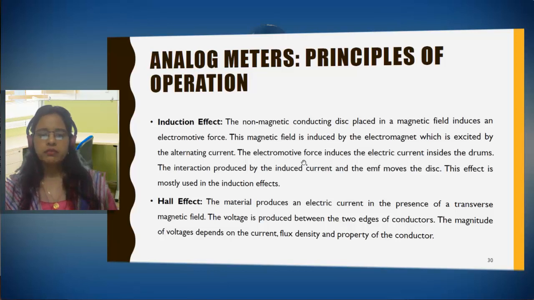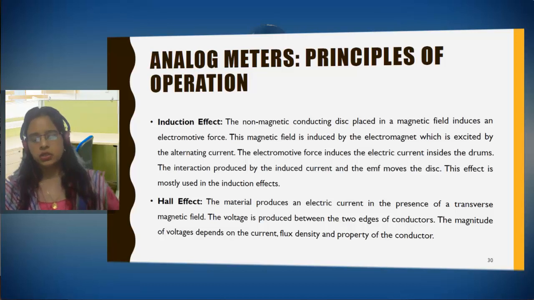So the electromotive force induces electric current inside the disk. The current produced in the disc and the interaction of the EMF in the disc, both of these will help in production of a torque which will rotate the disc. So this is known as the induction effect. This effect is employed in induction instruments, which I will discuss in the future.